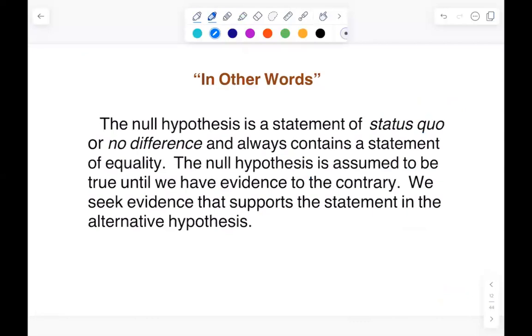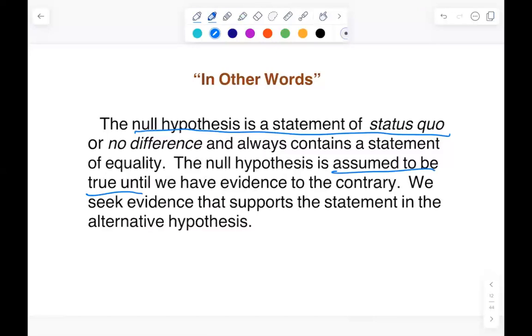So in other words, the null hypothesis is status quo. It means there's no difference. It is always going to be a statement of equality. You will always say H naught, colon, our P or our mu or whatever equals a certain value. So we assume that it is true. We assume it's true until we have evidence to the contrary.